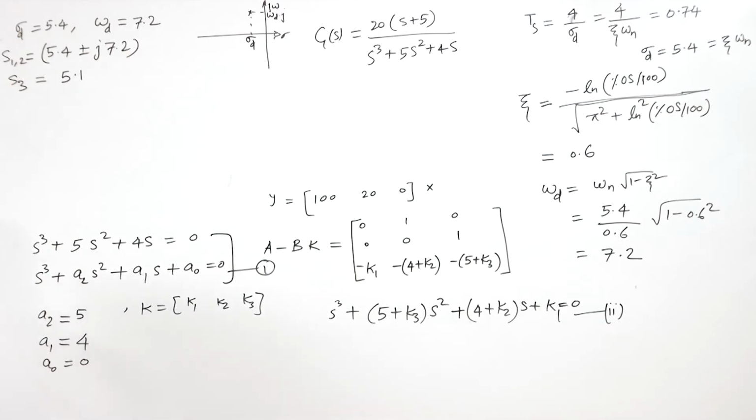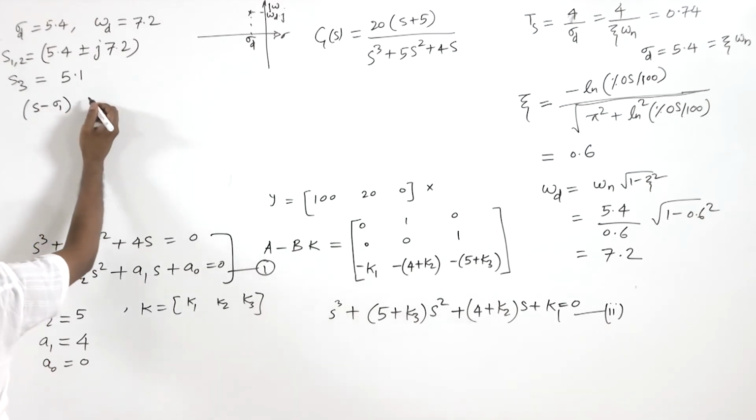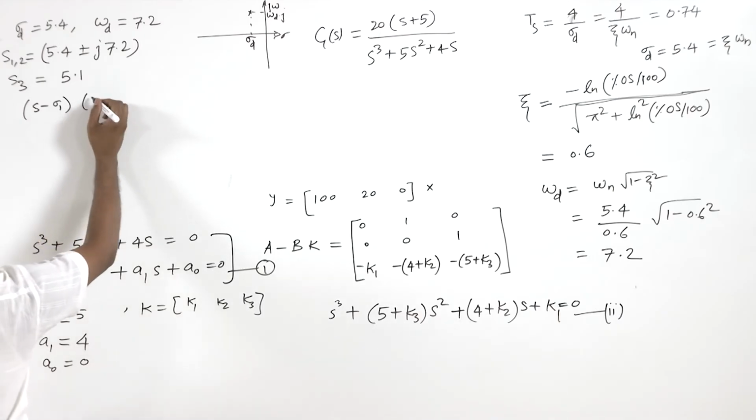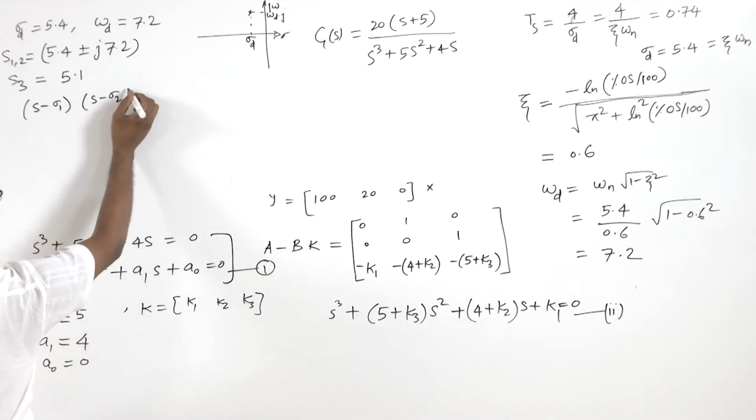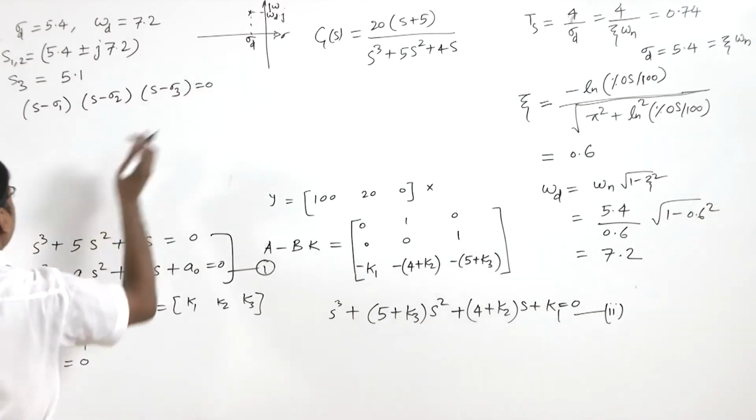So now what should be the resulting equation? We have (S minus sigma 1) into (S minus sigma 2) into (S minus sigma 3) equal to 0. So this should be the characteristic equation.